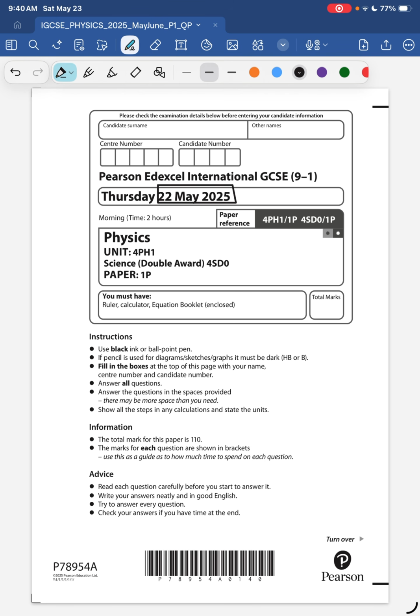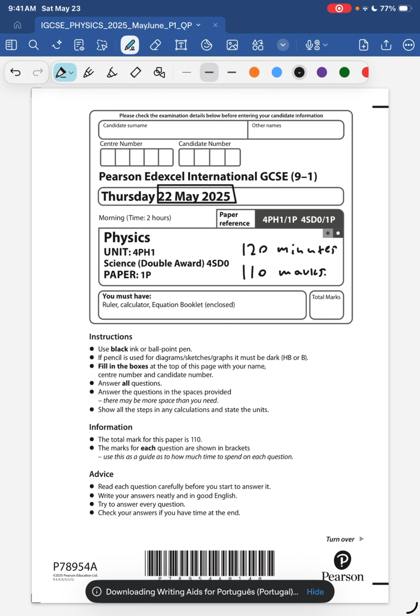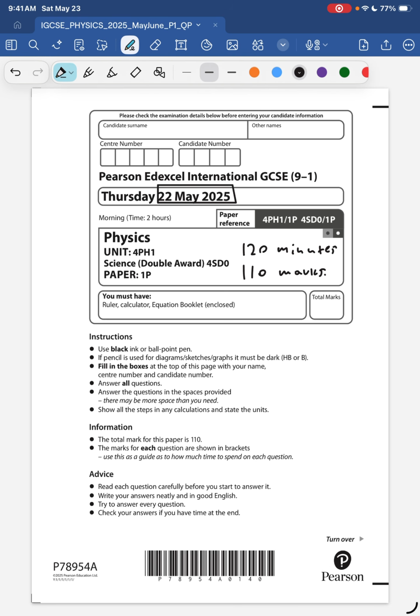So before we do that, a few general things I always say for papers. This one awards 110 marks and you have 2 hours. Okay, so 2 hours is 120 minutes, right? For 110 marks. So in your heads, you should devote a minute per mark. So if a question awards 10 marks, it should take you about 10 minutes. Okay, don't panic if it takes you 15. Some other question might take you less time.